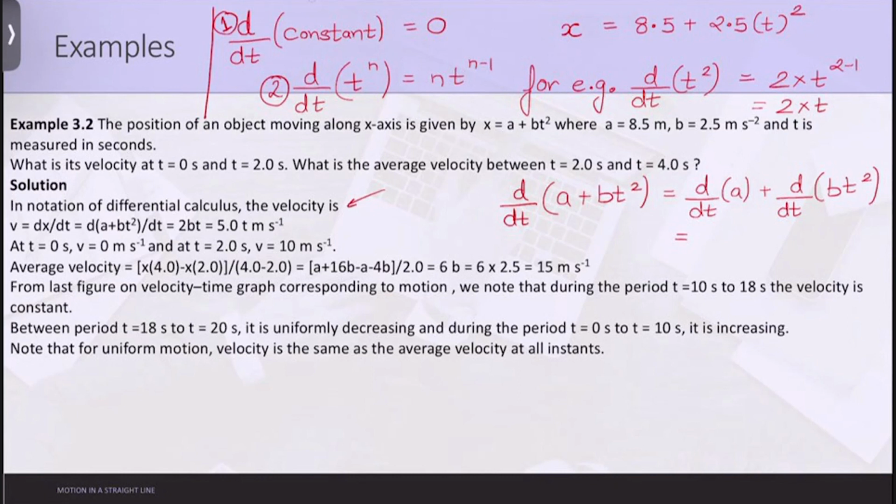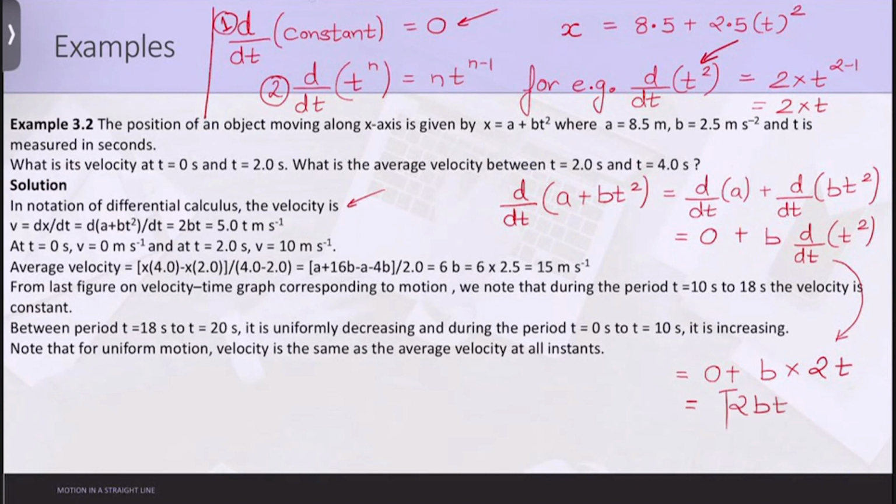We just understood that for a constant it is 0. So this will be 0 plus d by dt of bt square. As b is a constant, we can keep it out of the differentiation of t square, and hence this will be equal to 0 plus b times, and you understood right now that d by dt of t square is nothing but 2t. So we are just writing this as 2t. This is equal to 2bt. So just keep on practicing differential calculus, because this is a very important concept in the physics and mathematics portions. Finally, what we got is that velocity is equal to 2bt.